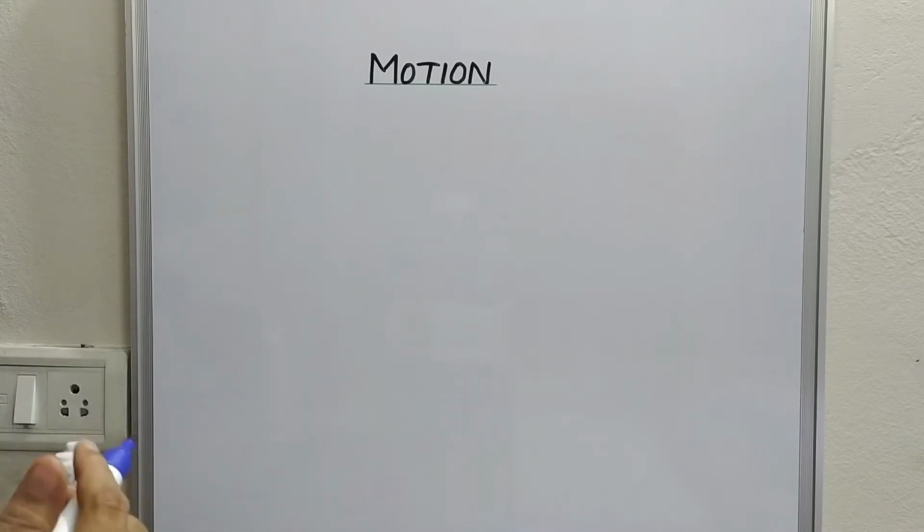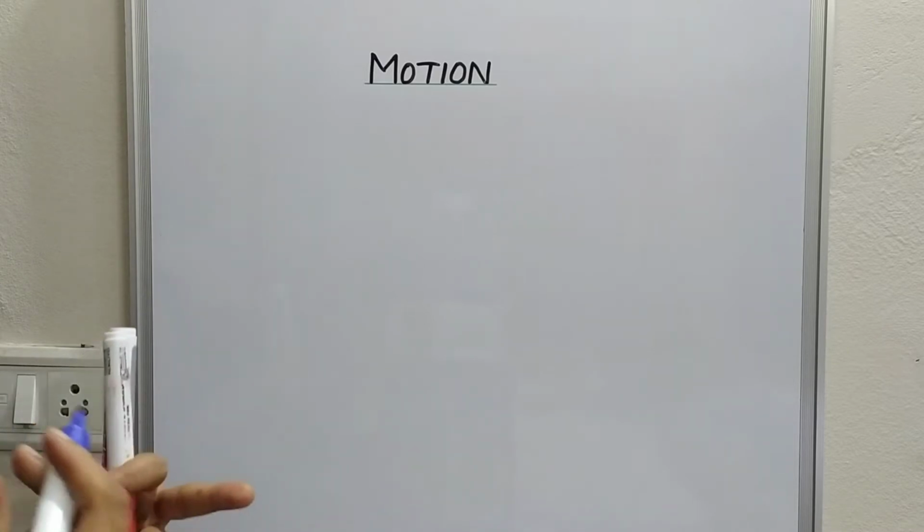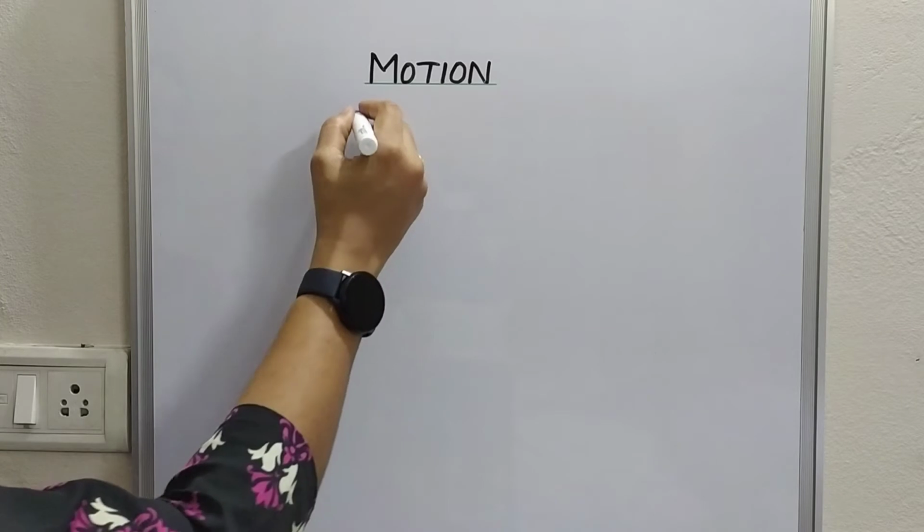Then the definition and difference between speed and velocity, acceleration, and then the graphical representation of motion, the various kinds of graphs. We end the video with the graphical representations of the various kinds of motion. So let us begin with the definition of mechanics.